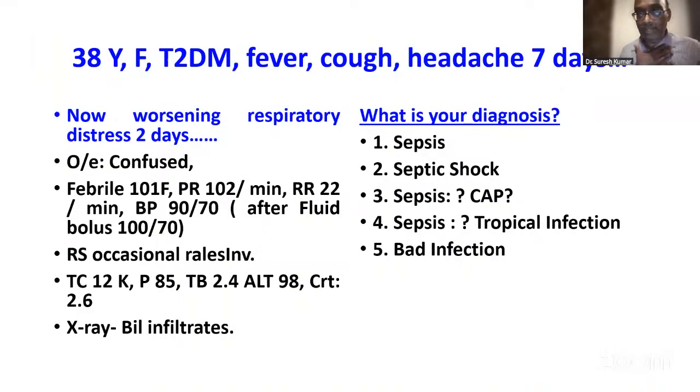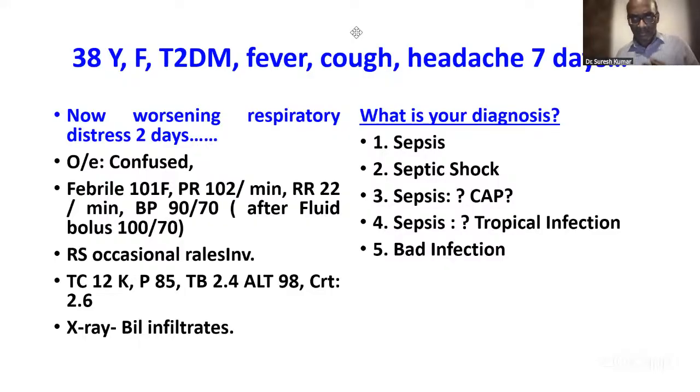So coming back to my couple of last more cases, diabetic 38 female, cough, headache of 7 days duration. Now worsening respiratory distress, confused, tachycardic, hypotensive, tachypneic, thrombocytopenic, elevated AST, creatinine is high, acute kidney injury, X-ray shows infiltrate. What's your diagnosis now? You say tropical infection is causing it. Please go ahead and answer. What is the diagnosis? It's a bad infection. You can put this as sepsis, bad infection to me. I want to see the responses.